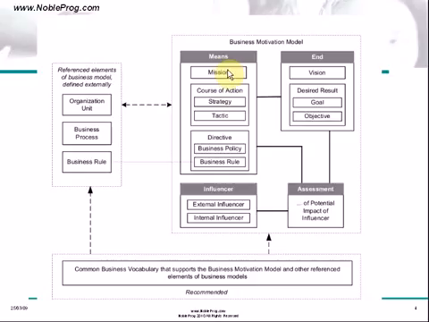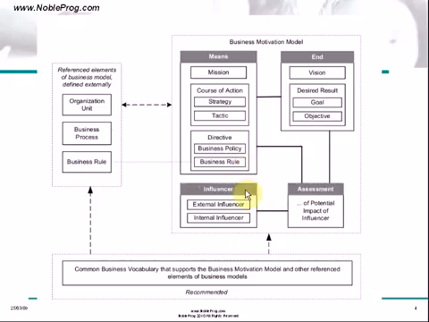In means, you've got a mission, which again encompasses the whole company. Then course of action and directives. Within course of action, you've got a strategy and tactics. And in directives, you've got business policy and rules.